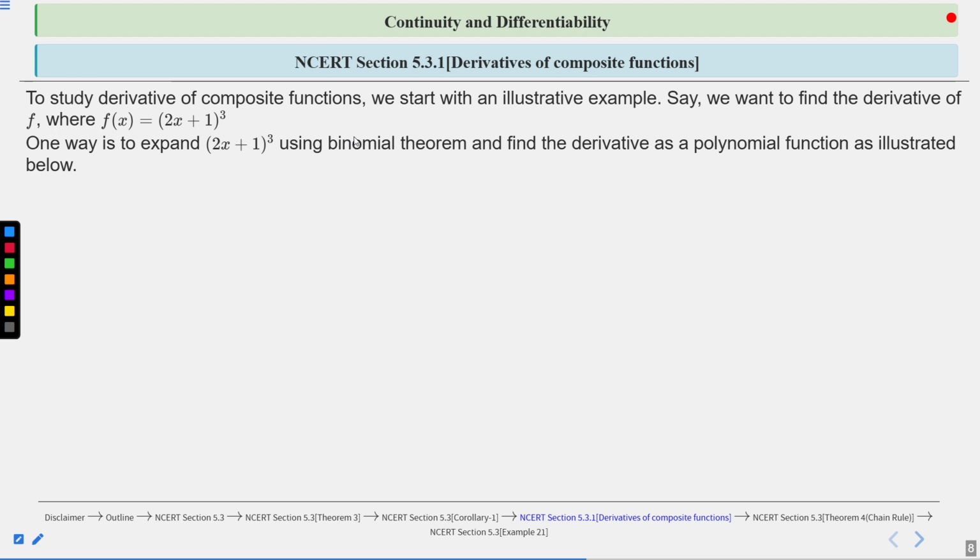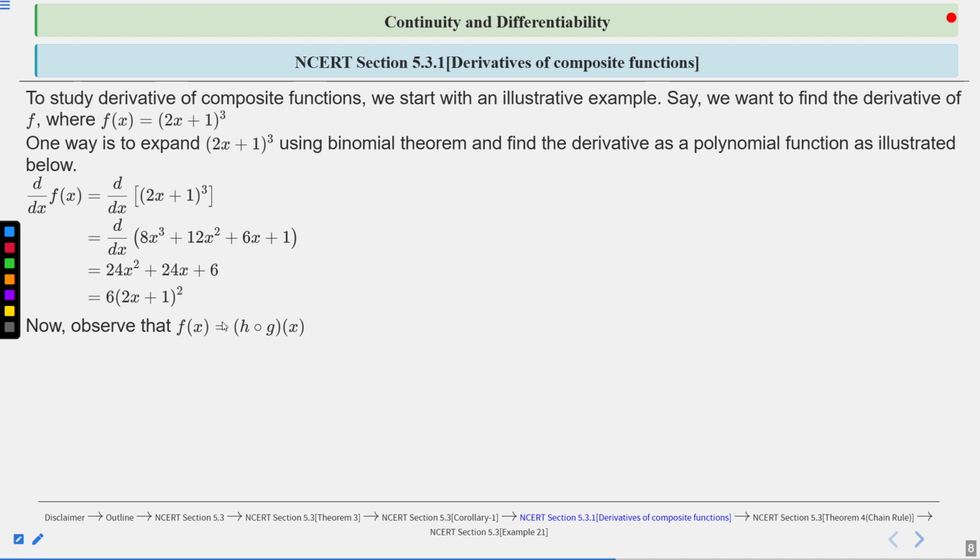So one way is to expand (2x + 1)³ using the binomial theorem, and we find the derivative as a polynomial function as illustrated below. Now let us see d/dx of f(x), which will be equal to d/dx of (2x + 1)³, which is d/dx of 8x³ + 12x² + 6x + 1. So the derivative of 8x³ will be 24x², of 12x² is 24x, and of 6x is 6. If we take 6 common, it will be equal to 6 times (2x + 1)².